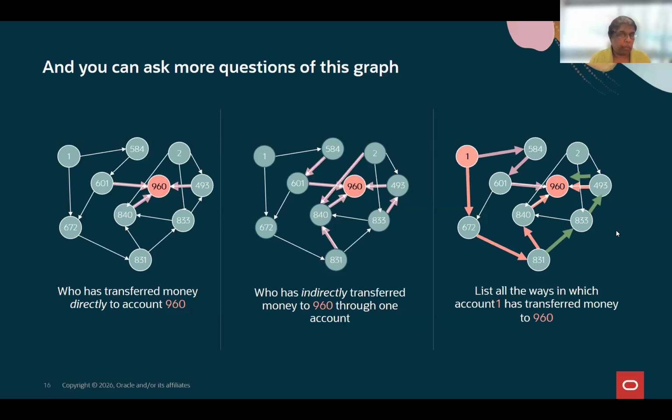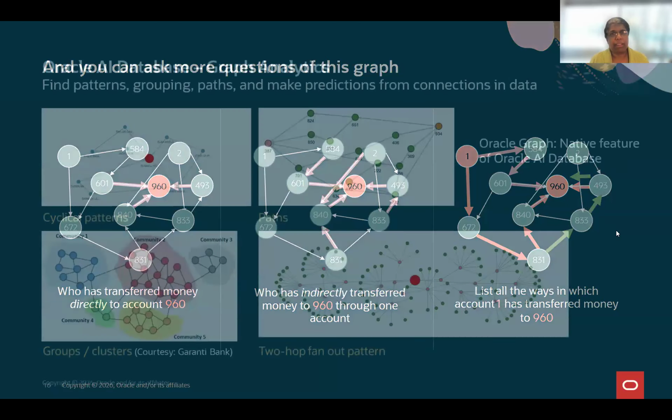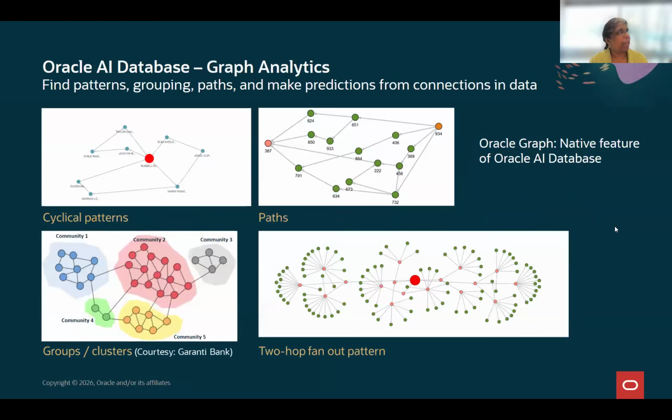You can follow the money, or follow the relationships in social media, or follow other things, as Phani will explain when he talks about their use case. These are just some examples from banking: finding cyclical patterns, finding different paths. And here is an example from another customer. This is grouping, clustering accounts which have transferred money to each other. There are more connections between each other than across clusters. That's something a graph algorithm can help you do.